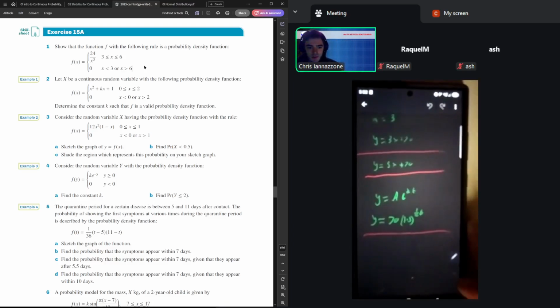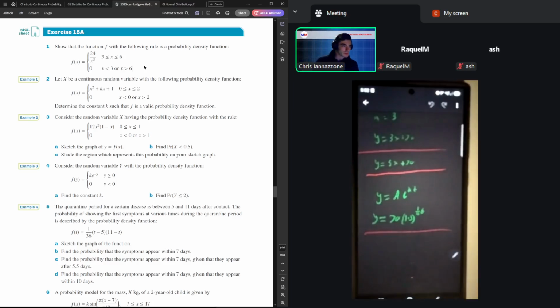So that means we are finding the area under this curve from 3 to 6, and we're hoping that the answer will come out to be 1.